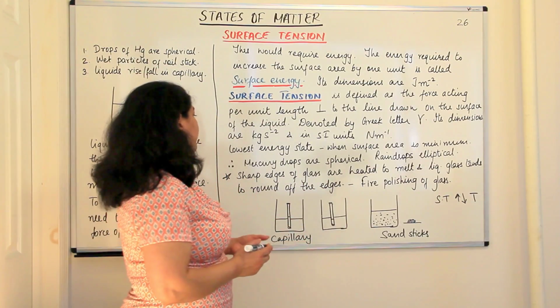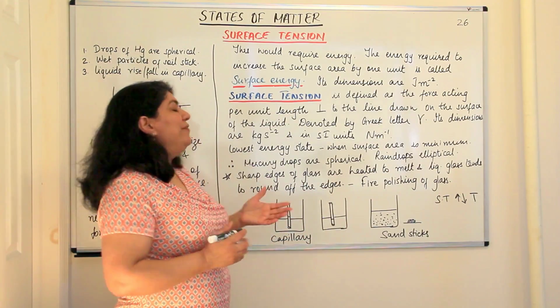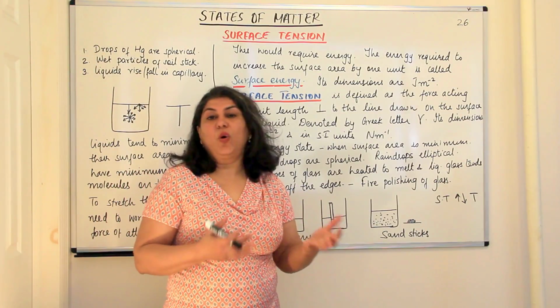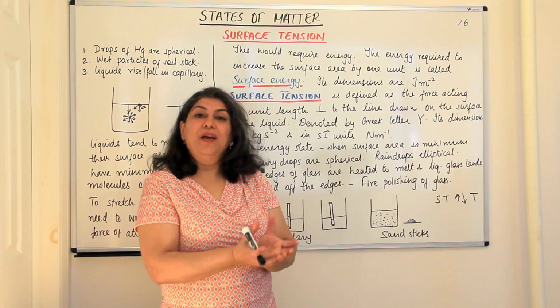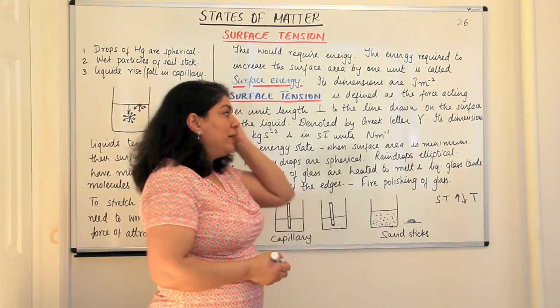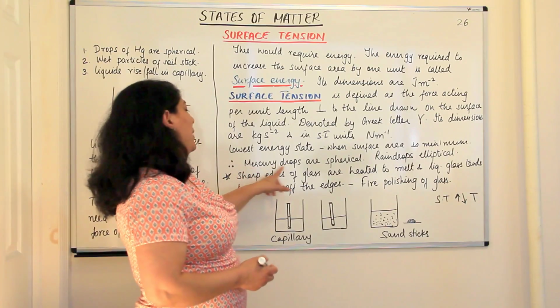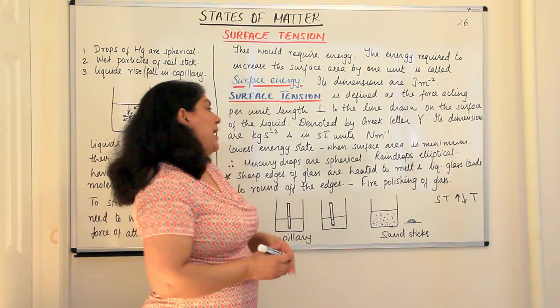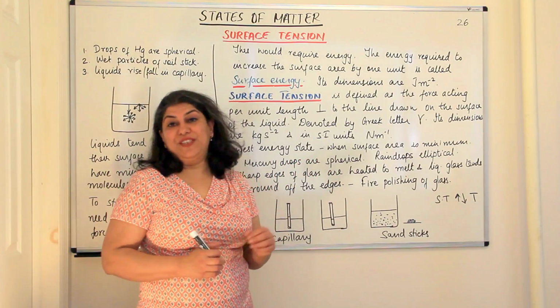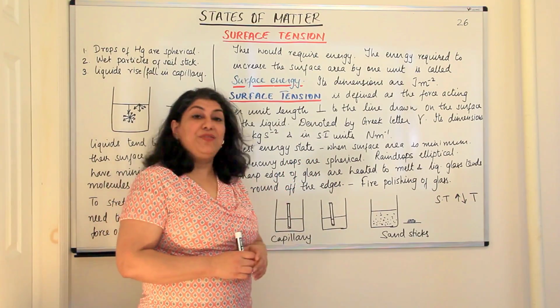So when would the liquid acquire the lowest energy state? Obviously when it has a shape where it has minimum tension, and that shape is spherical. I already explained it to you. And that's why mercury drops are spherical and raindrops are elliptical. There's one application of surface tension which you should know of, which is very interesting.